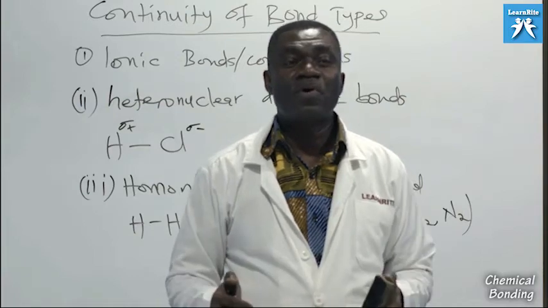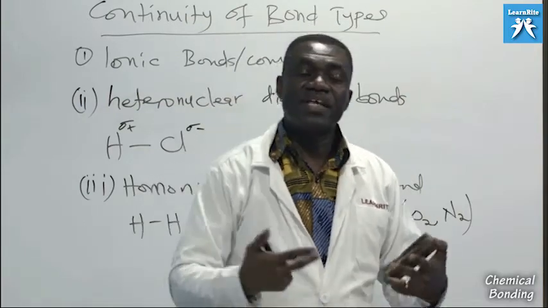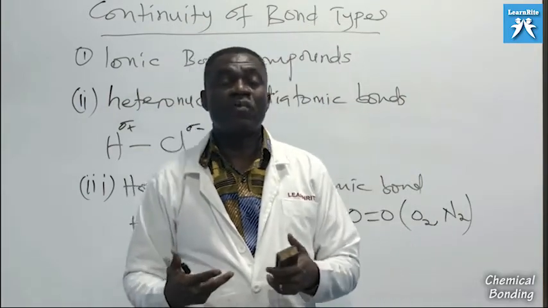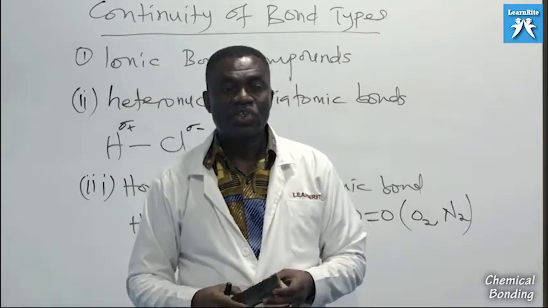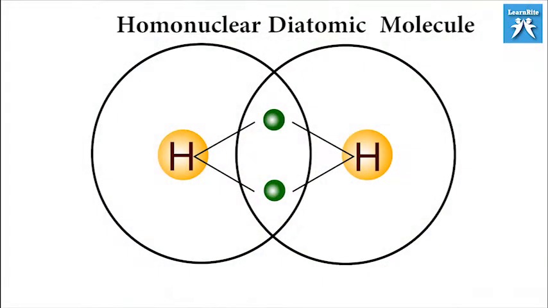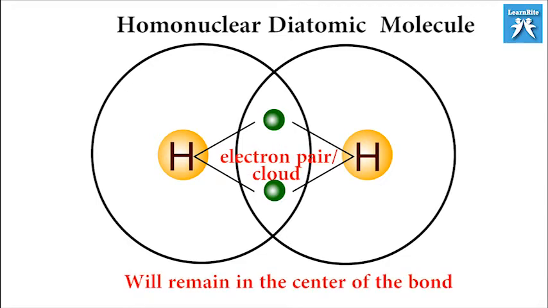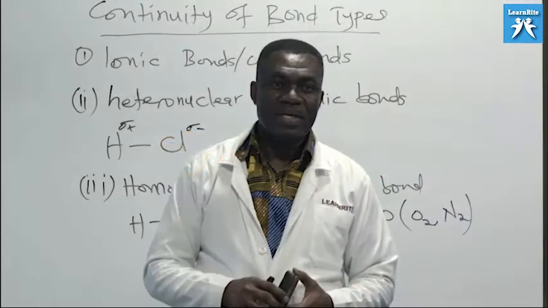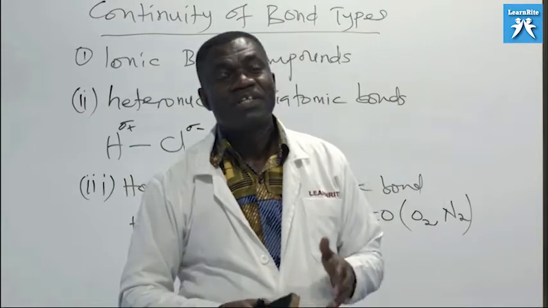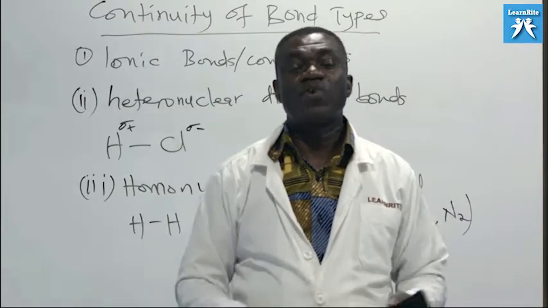We call them pure covalent bonds in the sense that the two atoms sharing the electrons are equal, and therefore they have equal electronegativity. So we expect that at all times, the electrons being shared, the electron pair or the electron cloud, will remain in the center of the bond, or will remain equally on each of the atoms. If that is the case, then of course the bond can be said to be 100% covalent.